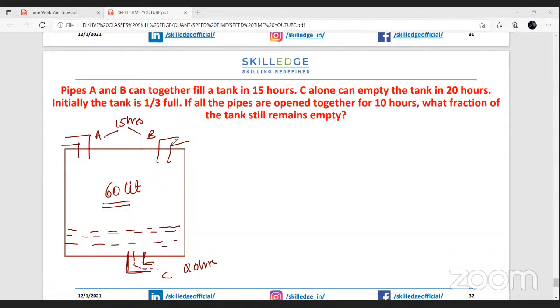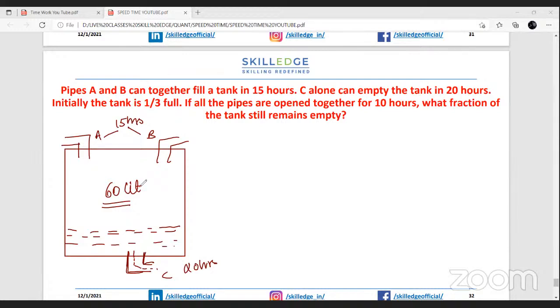So this much information is already given. A and B can together fill a tank in 15 hours. C can empty the tank in 20 hours, and the tank is already one third filled. So 15 and 20 were given, so I took a number which is a multiple of 15 and 20, and also a number which is a multiple of 3 as well, because here also it might be needed.